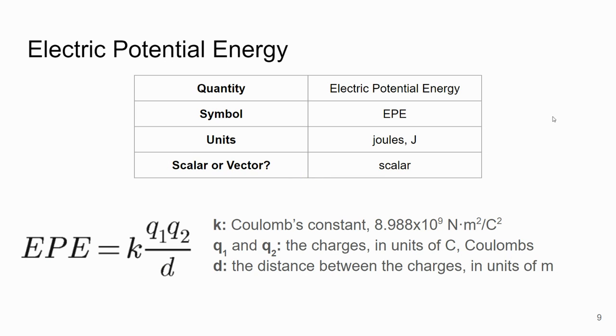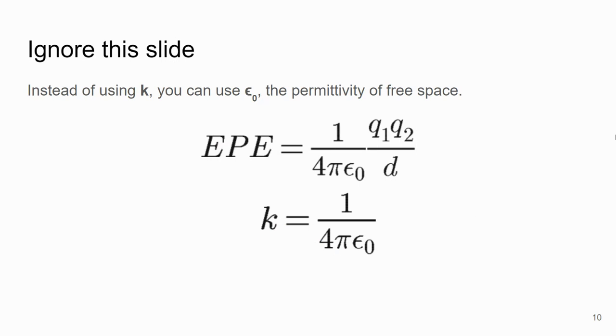So here's this slide. Our quantity is EPE, electric potential energy. It's energy, so it comes in joules, and it's a scalar. It's not wearing a hat, so that's good. We don't need to figure out components of this thing because it's a scalar, and scalars don't have components. So you could ignore this slide.